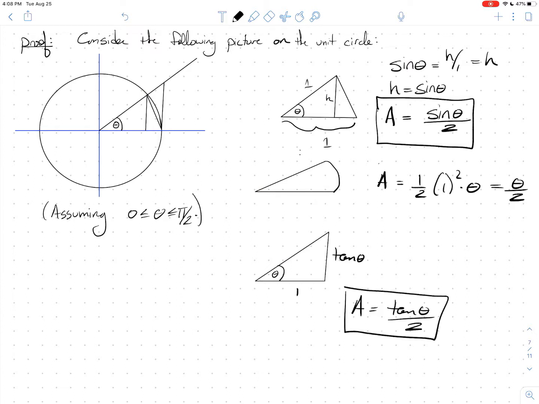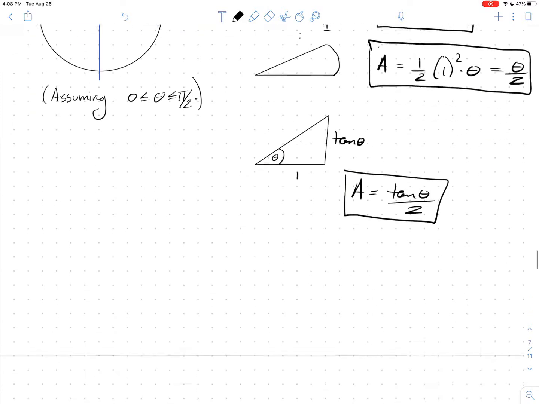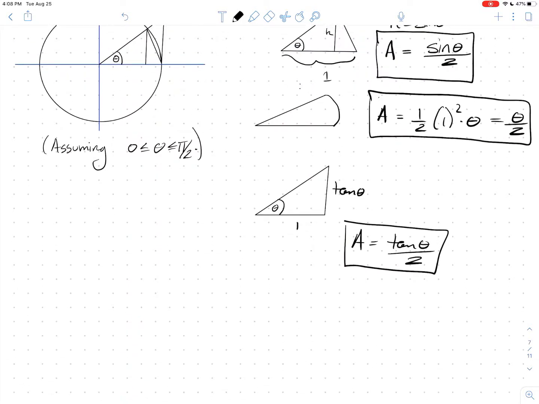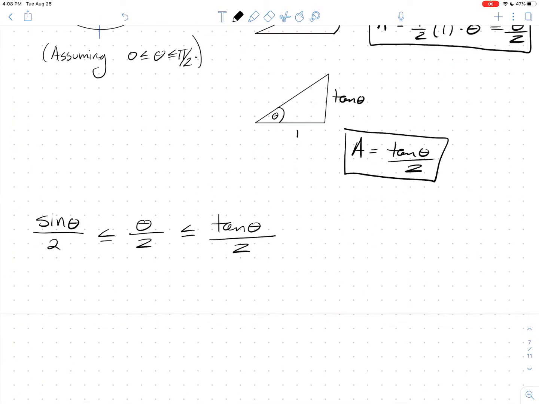So I've got my 3 areas computed, and I can see that the following relationship holds. The first area of the non-right triangle, sine theta over 2, is clearly less than or equal to the area of the sector, which was theta over 2, and that's clearly less than or equal to the area of the big triangle, which was tangent theta over 2. Let's go ahead and clear the 2. We don't really need that 2 there, so now we can say, all right, sine theta is less than or equal to theta, which is less than or equal to tangent of theta.